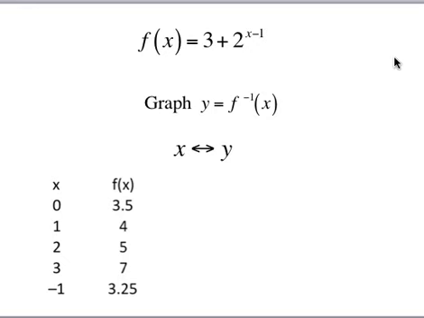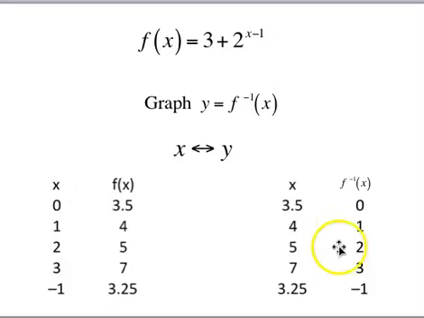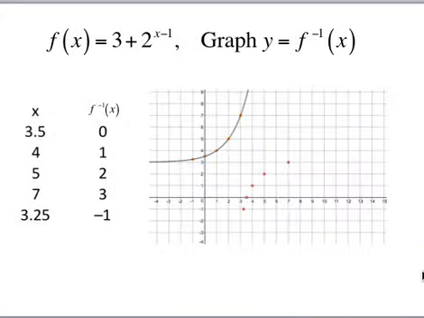So 0, 3.5 would become 3.5, 0. 1, 4 would become 4, 1. 2, 5 would become 5, 2. 3, 7 becomes 7, 3. -1, 3.25 would become 3.25, -1. x becomes y, y becomes x. Now we graph these values, and they'll be the graph of the inverse function.